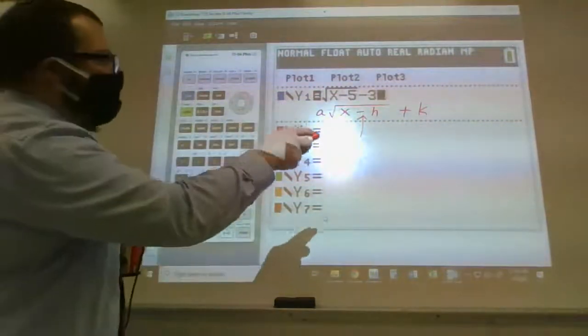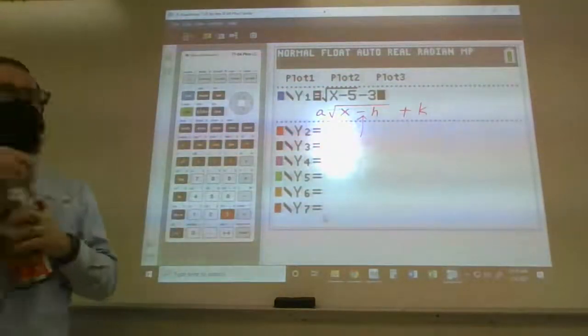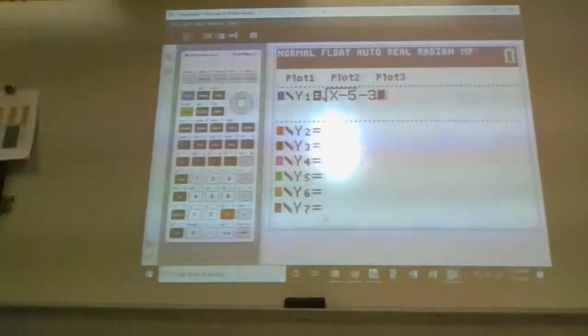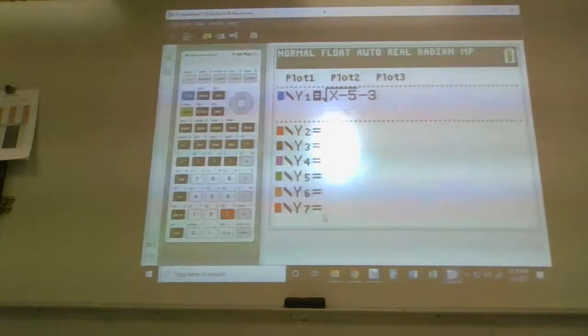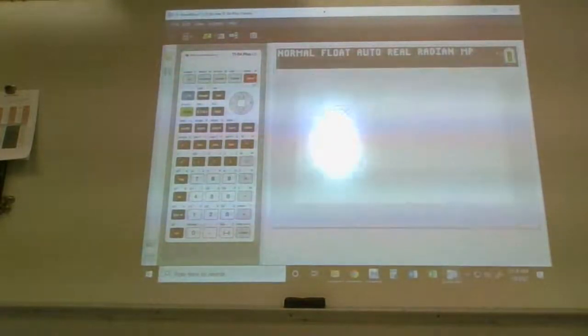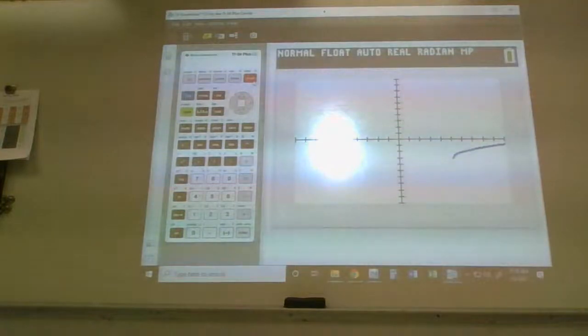Now that K value is negative, meaning that it should shift 3 units down. It should shift 5 units to the right and 3 units down. Let me hit graph and we'll just see what happens. There it is. 5 units to the right, 3 units down. That is where this thing is shifted. It is insane.